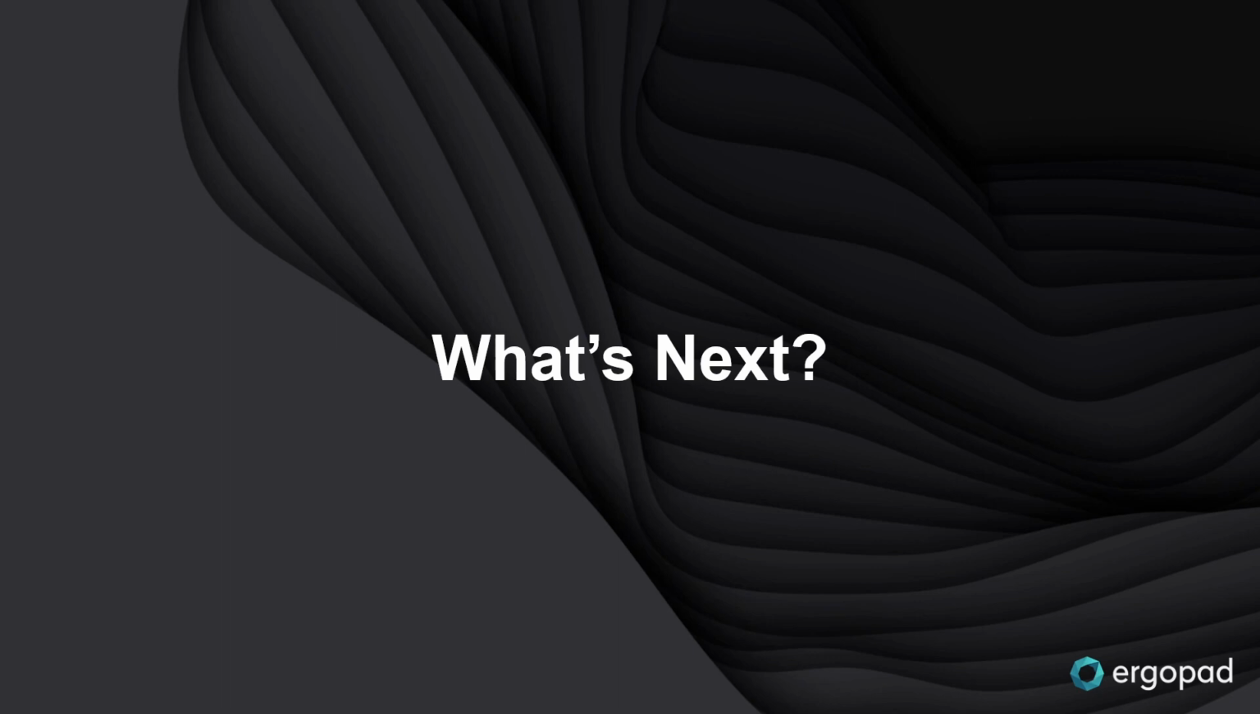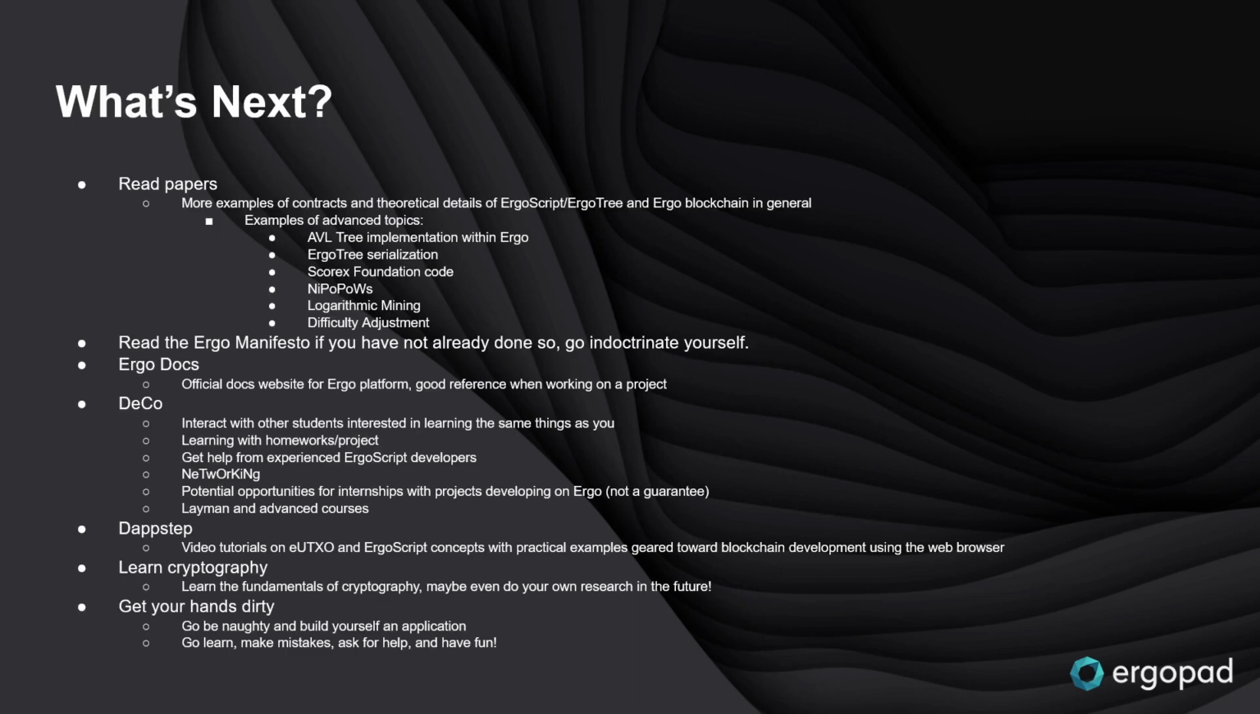So what's next? So you've watched this video. What do you do next? So you could read more papers if you wanted, where it covers more advanced concepts about the blockchain, like Ergoscript and Ergotree, how it's defined as a language. You can learn about the AVL tree implementation within Ergo, how NIPoPoWs work, and just more advanced topics. You can read the Ergo Manifesto if you haven't already. It's a good way to indoctrinate yourself into Ergo.